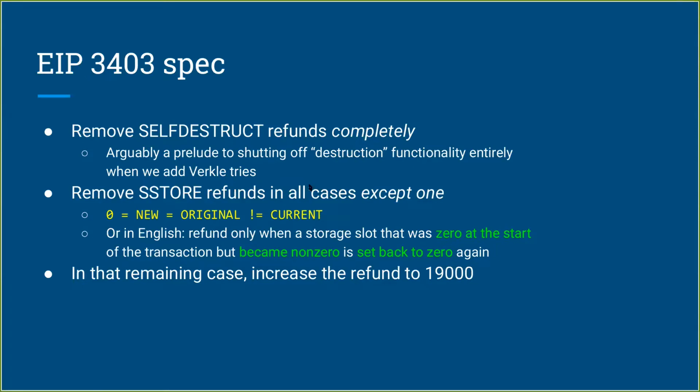But that's another discussion. So EIP-3403 will just get rid of the refunds, removing SSTORE refunds in all cases except for one, right? And that case is basically this: original equals zero, and original does not equal current. Or in English, the refund happens only when a storage slot that was 0 at the start of the transaction but became non-zero is set back to 0 again. And in that one case, the refund actually goes up from 5,000 to 19,000, and in the other cases, there's no refund anymore.